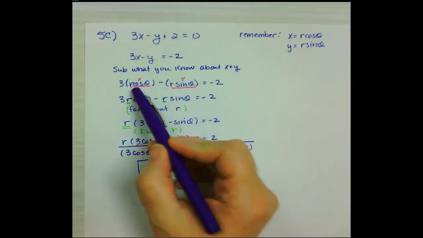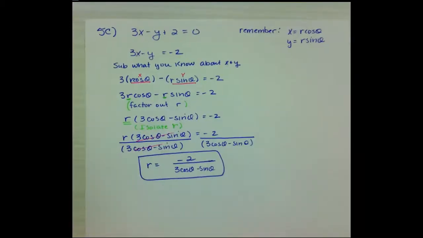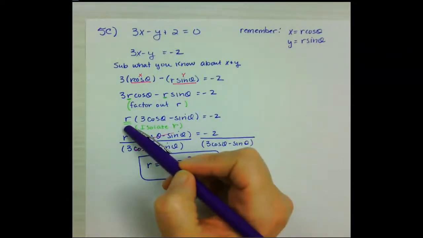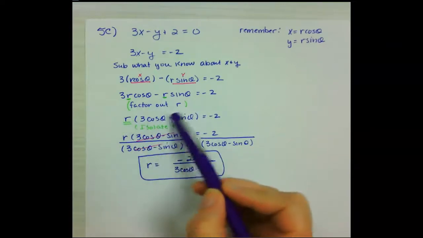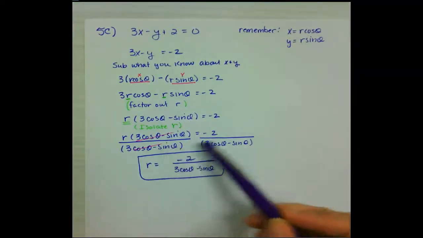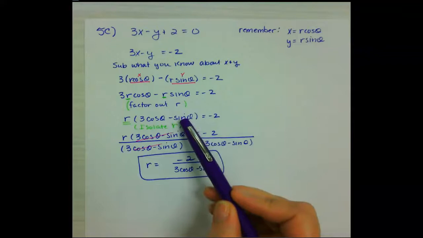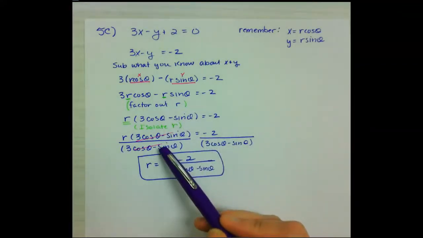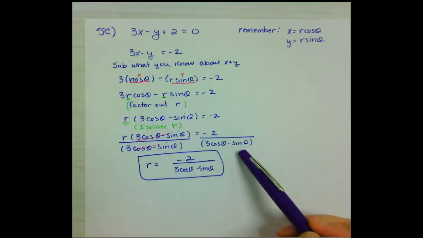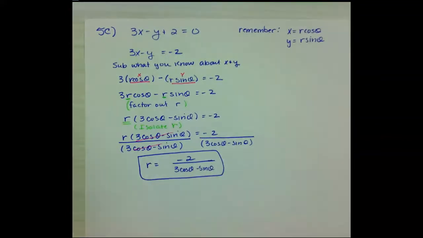So hopefully what you realize here is that you can think of this as kind of like a binomial. And so in that binomial, they both have a value of, well, both have a value of r, not 3. There's an r here and an r here. So I'm going to factor out that r because I'm trying to solve for r and I want 1r. And that leaves me with this once I take out the GCF. So then to get r by itself, I just have to divide both sides by what I have in my parentheses here. And that leaves me with something divided by itself, which is 1, so I get my r. And then -2 over 3 cosine theta minus sine theta on the bottom, and this is my polar equation.